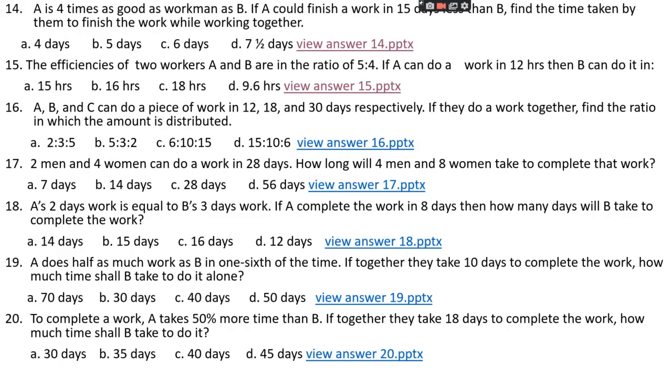Question number 16. A, B, and C can do a piece of work in 12, 18, and 30 days respectively. If they do the work together, find the ratio in which the amount is distributed. Option A, 2 is to 3 is to 5. Option B, 5 is to 3 is to 2. Option C, 6 is to 10 is to 15. Or option D, 15 is to 10 is to 6.